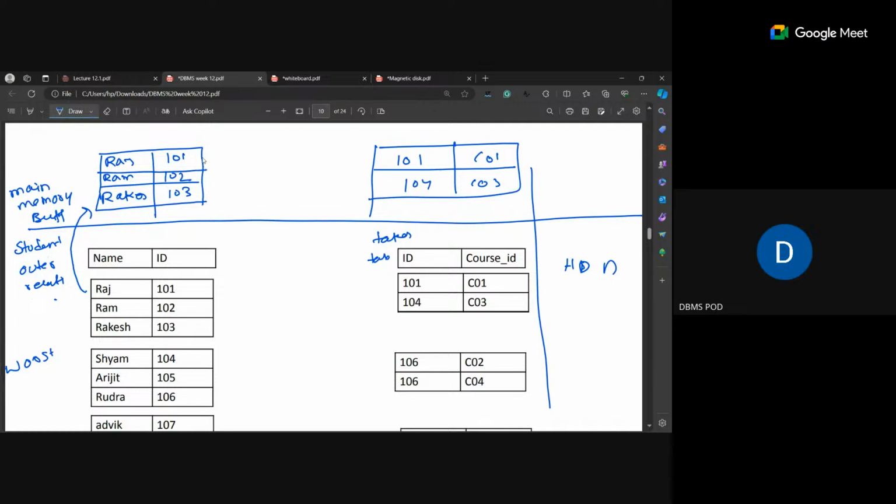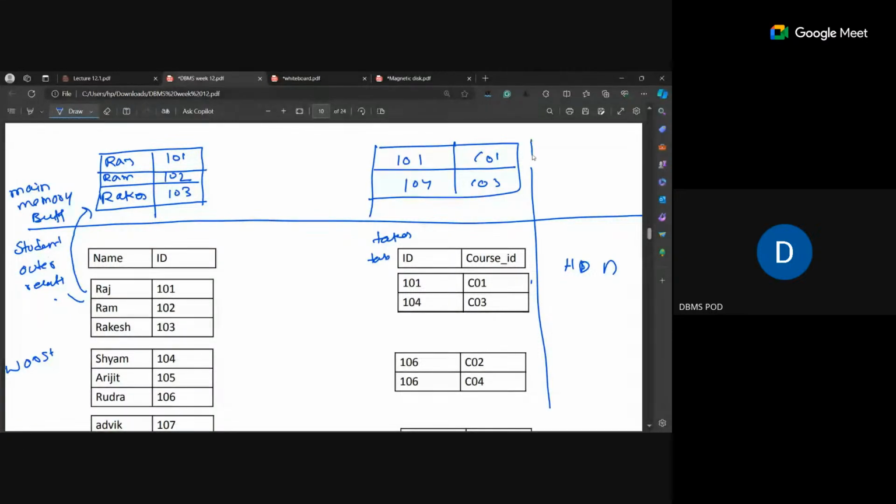First, what will I do? First 101 will be checked, and remember all the blocks are stored in a continuous manner. So first it will check 101. Let me ask a question: when it is moved from the hard disk to main memory, how many block transfers are required? One block transfer here, and one block transfer here, right? Two block transfers, correct?